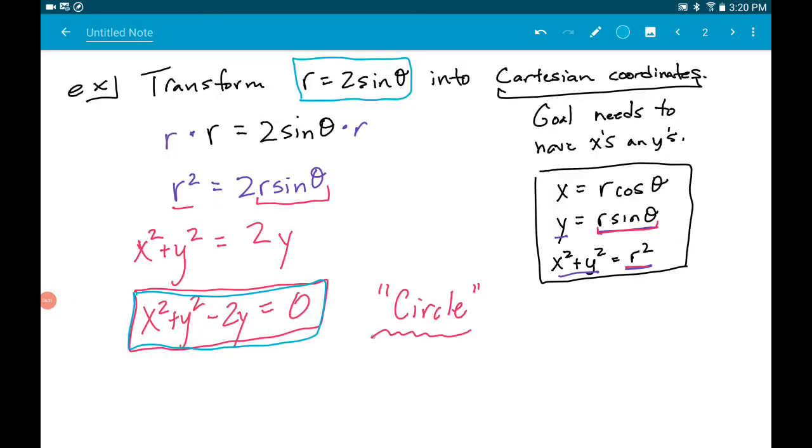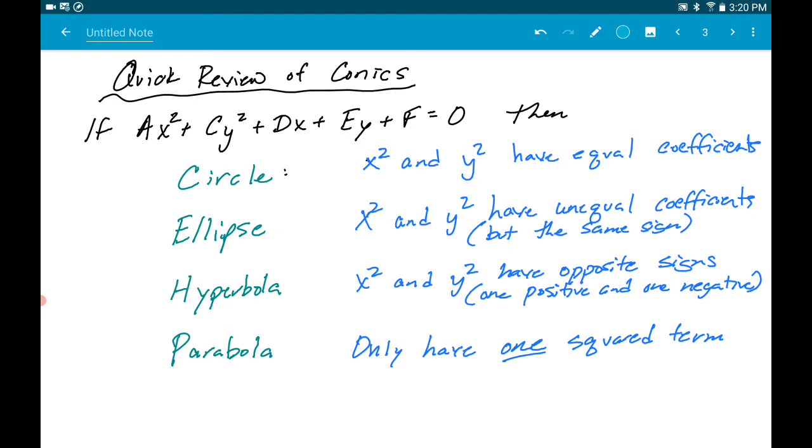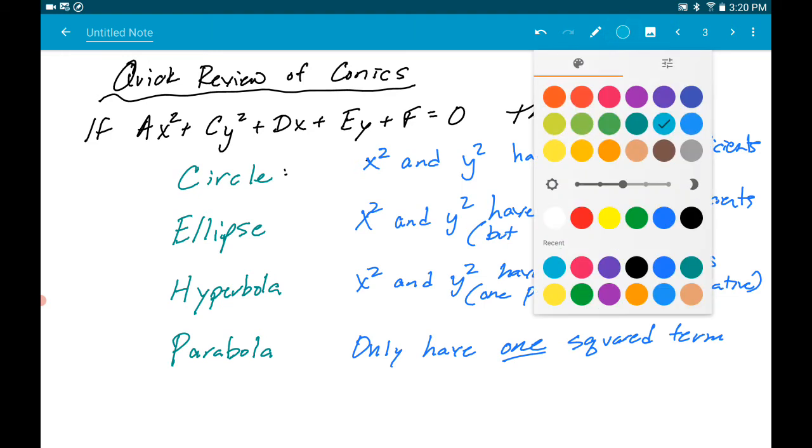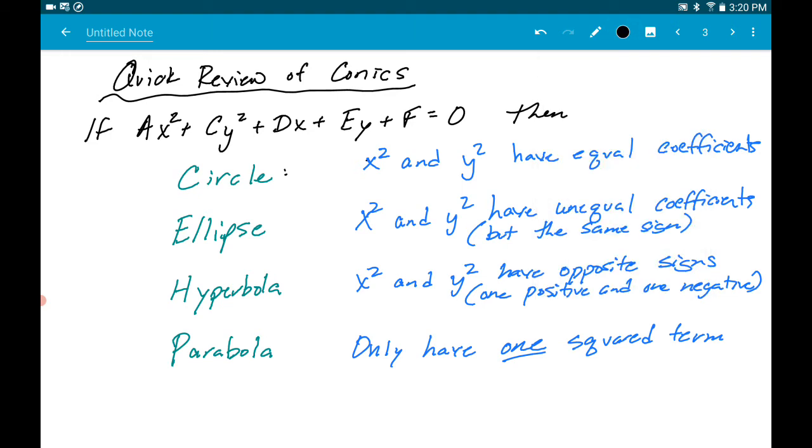All right, so how do I know it's a circle? How do you know what shape it is? You could graph it, but maybe you don't want to because you don't have the time. So here's a little cheat sheet, and I'm going to go through it quickly, and if you want to pause it and write it down or take a screen capture, more power to you. If you have a bunch of terms with squares and not squares, and A, C, D, E, F just represent numbers, coefficients, here's how you can determine if you have a circle, an ellipse, a hyperbola, or a parabola.